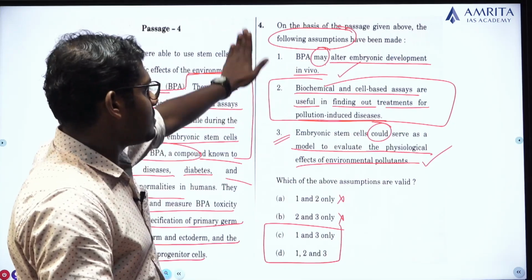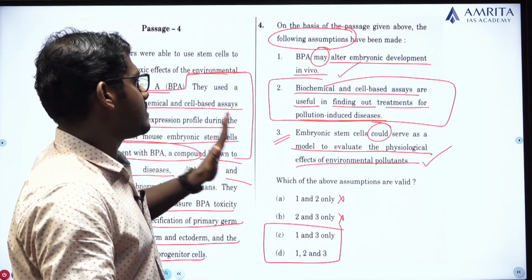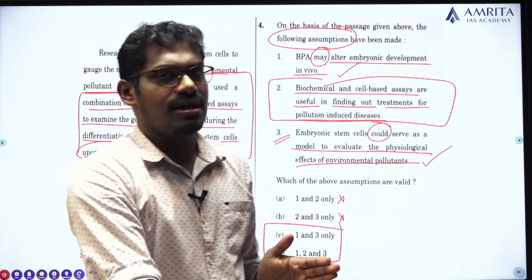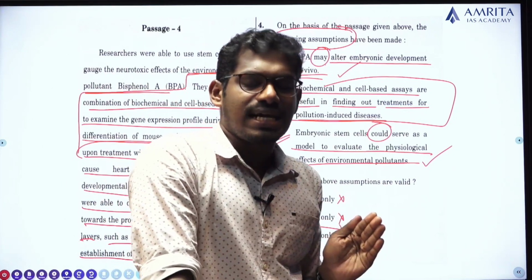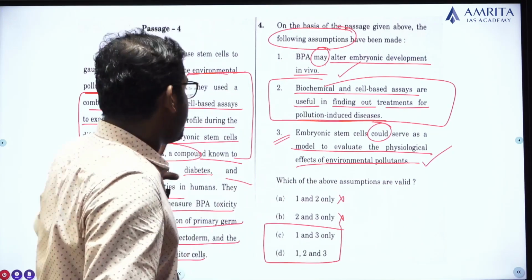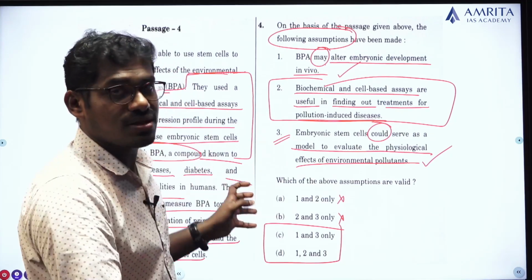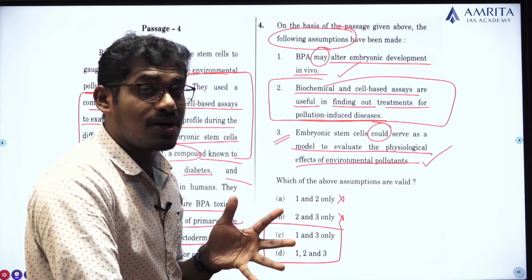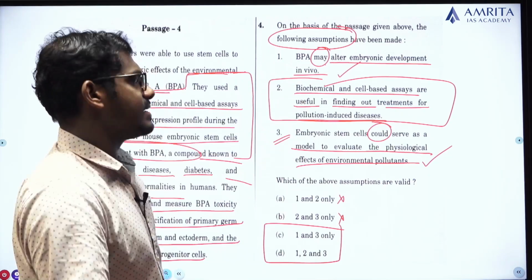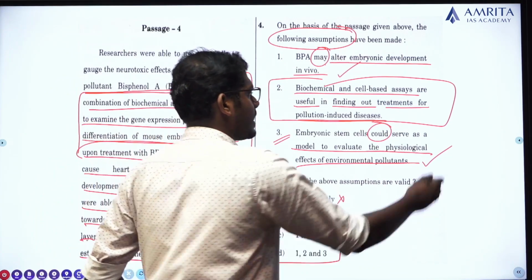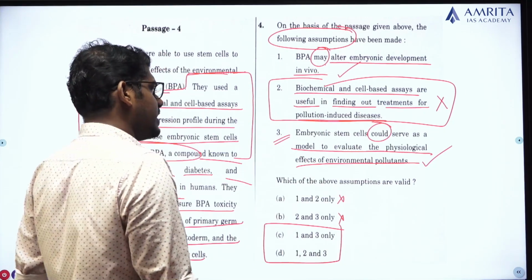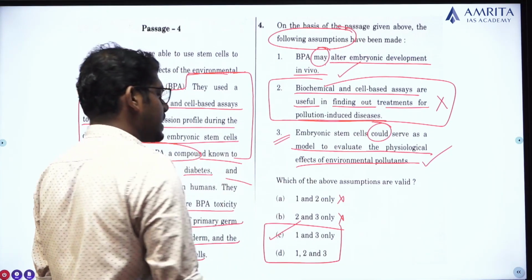But the statement says biochemical and cell-based assays are useful in finding out treatments for pollution-induced diseases. We cannot absolutely say that it is useful for treating pollution-induced diseases, because the passage specifically deals with the particular pollutant bisphenol A. So I cannot say that the second statement is a correct one. I am taking this as a wrong or incorrect one. Now the answer is easy. 1 and 3 are correct. The second statement is wrong.